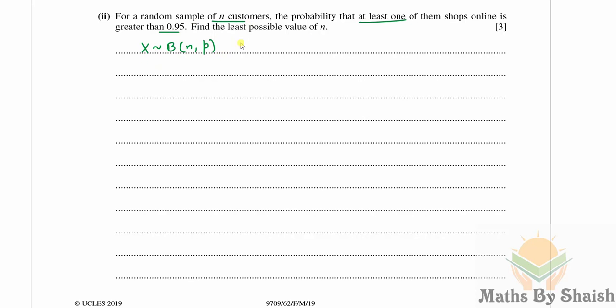So it is binomial, and at least one of them we will represent in probability form. At least one is going to be probability of x is greater than or equal to 1, and this probability is greater than again 0.95. So what we are going to do, we are going to calculate this, and we know it is going to start from 1 and go till n, so we don't know the value of n, so we cannot calculate it directly.